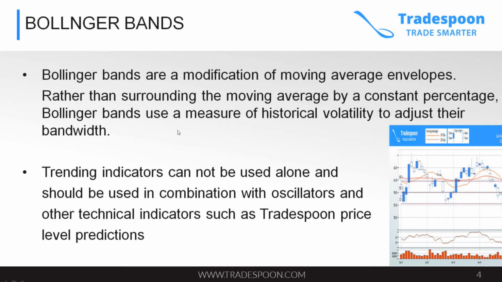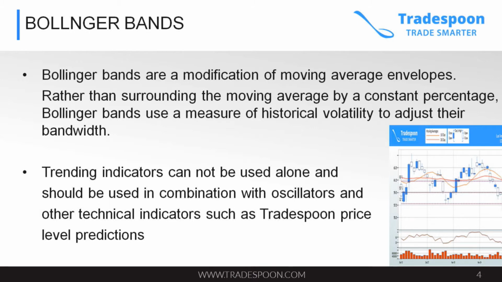Bollinger Bands are a modification of moving average envelopes. Rather than surrounding the moving average by a constant percentage, Bollinger Bands use a measure of historical volatility to adjust their bandwidth. Trending indicators cannot be used alone and should always be used in combination with oscillators and other technical indicators such as Tradespoon price level predictions.